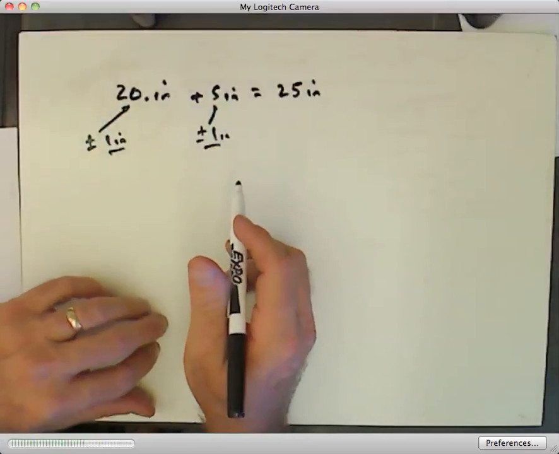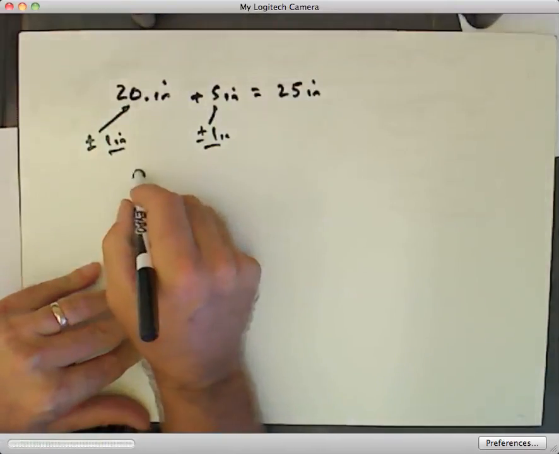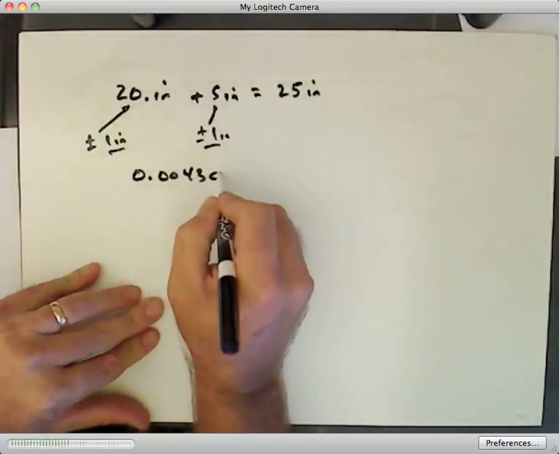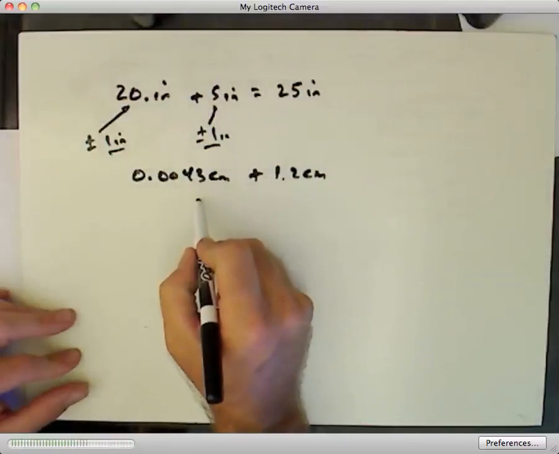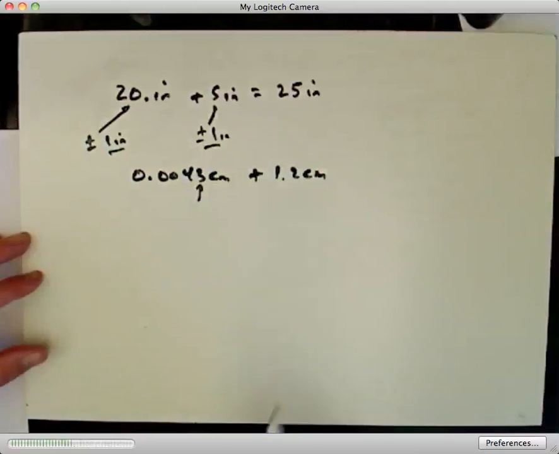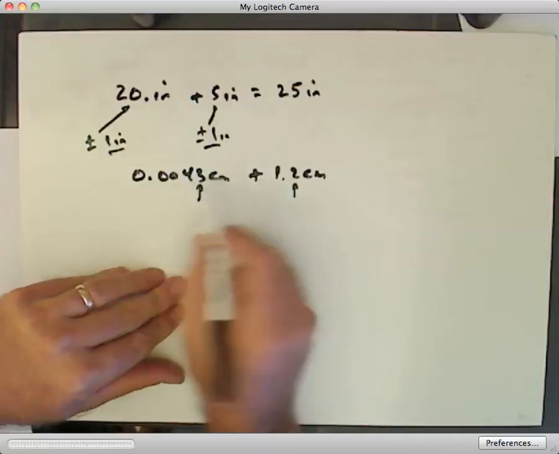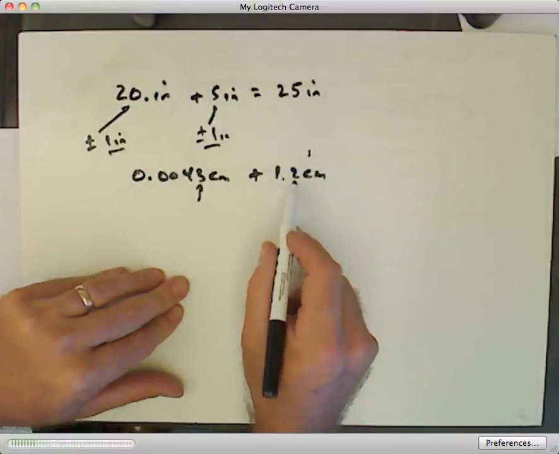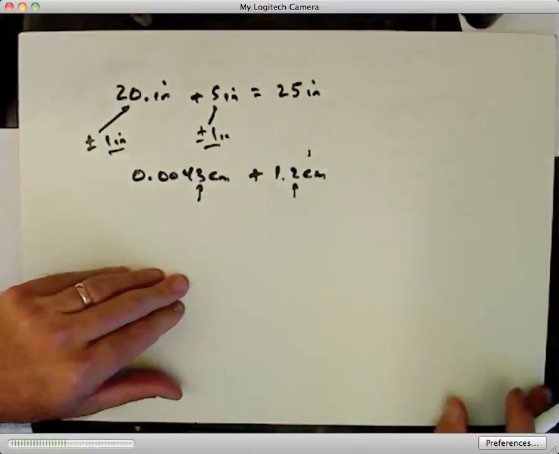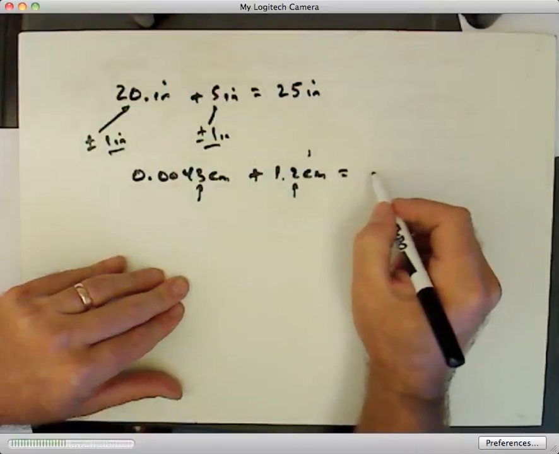If you have one like the last one on the top, 0.0043 centimeters plus 1.2 centimeters. Notice it's an addition problem. This right here is plus or minus ten-thousandths of a centimeter. This is plus or minus a tenth of a centimeter. Well, a tenth is a much larger error. In fact, if I was off by a thousandths place here, I wouldn't even notice, because this could be 1.1 or it could be 1.3. So if I had 1.2 something, that something wouldn't even matter.